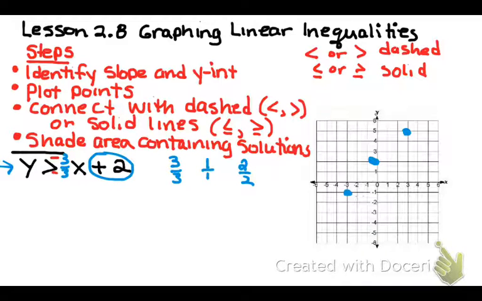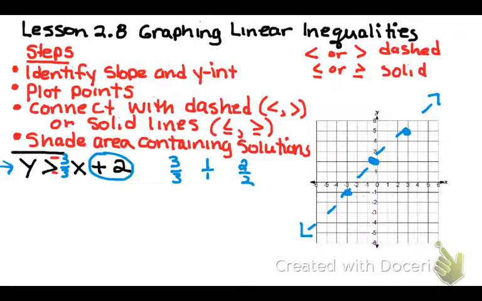So we plotted our points, and now we have to use a dashed or solid line. Because we don't have an equal to bar, we're going to be using a dashed line. It goes all the way through the graph. Next, we need to determine if we're going to shade above the dashed line or below.